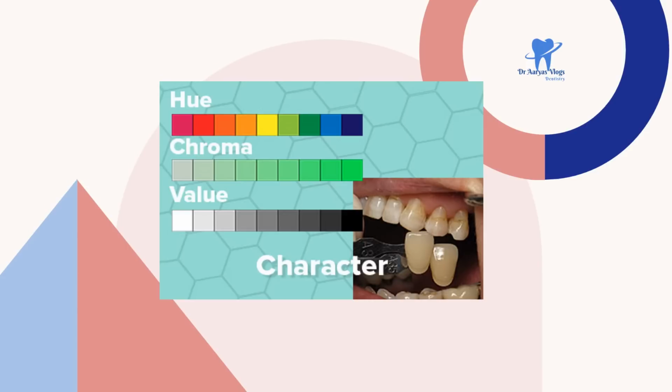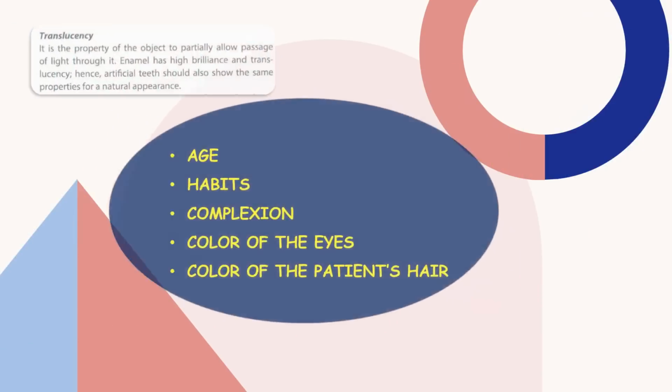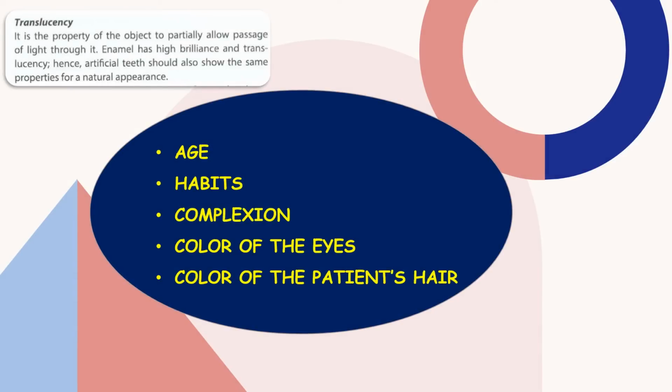Then finally, translucency. It is the property of an object to partially allow passage of light through it. Enamel has high brilliance and translucency, hence artificial teeth should also show the same properties for a natural appearance. And hue and brilliance or value of a tooth are influenced or determined by various factors. Which are they? Age, habits, complexion, color of the eyes, color of the patient's hair.